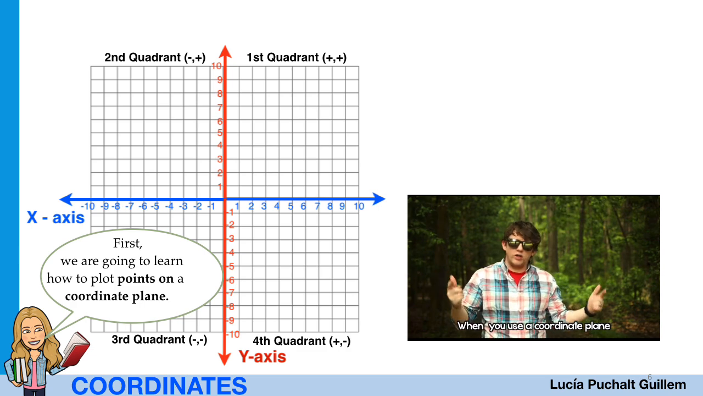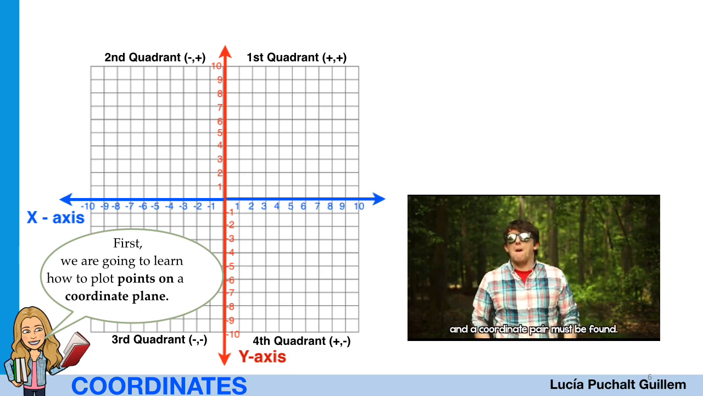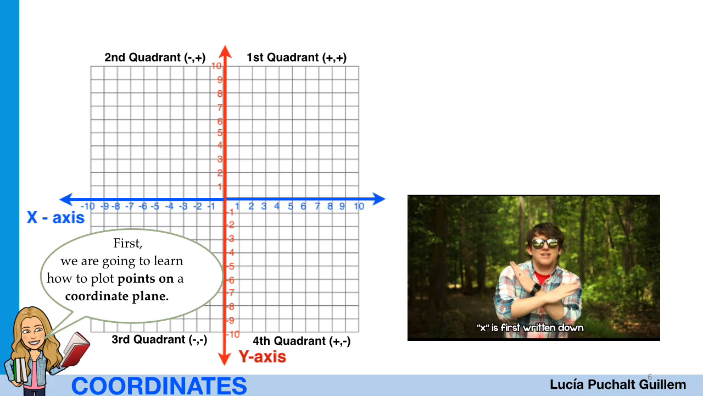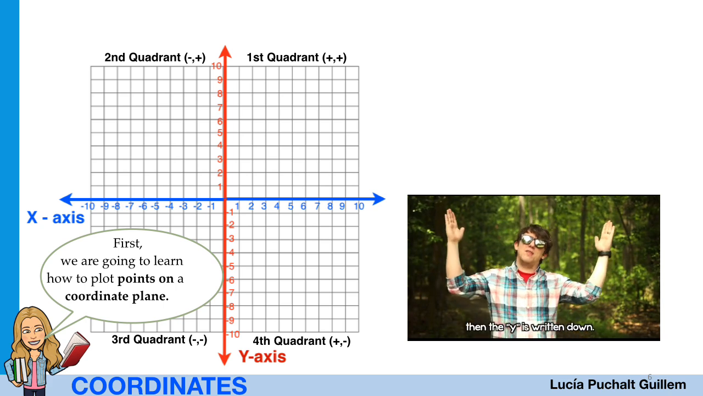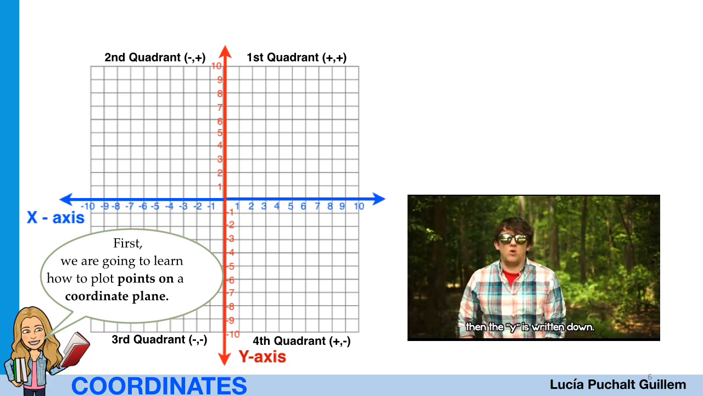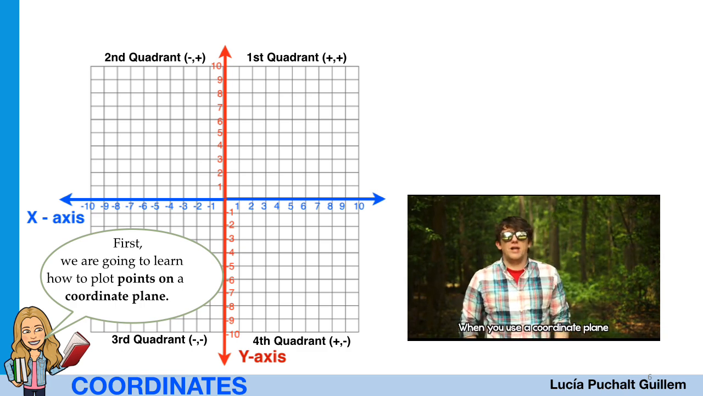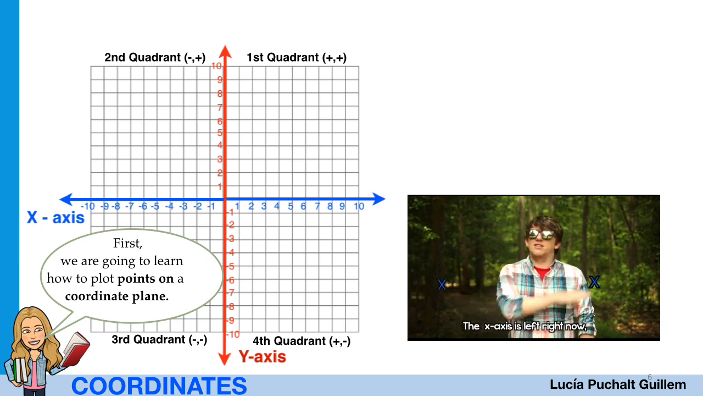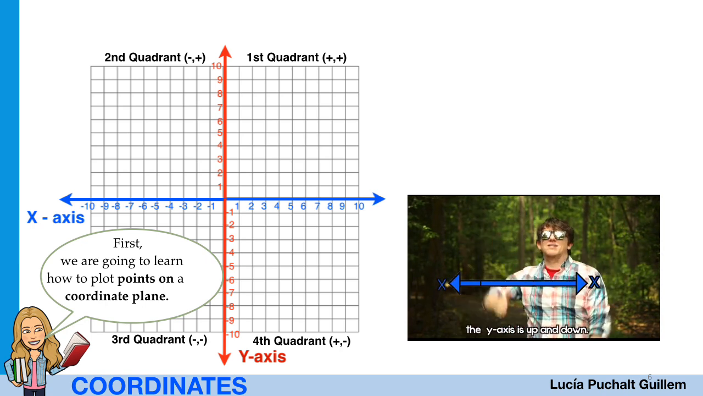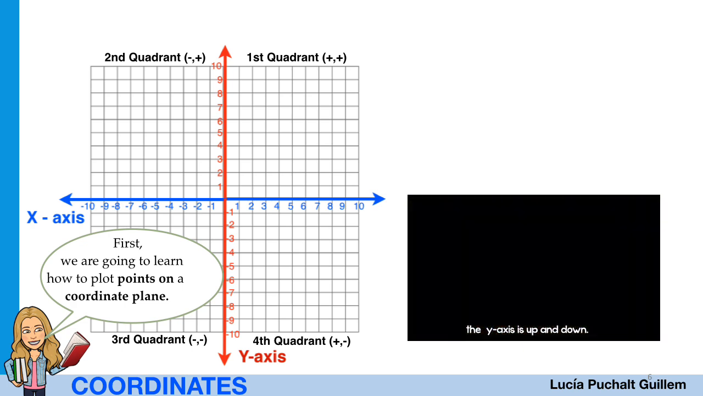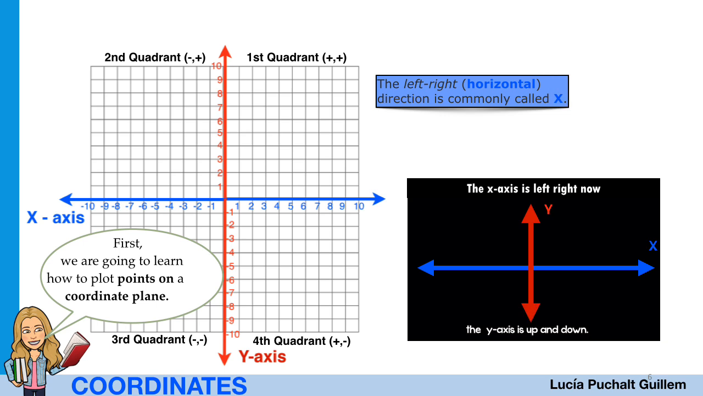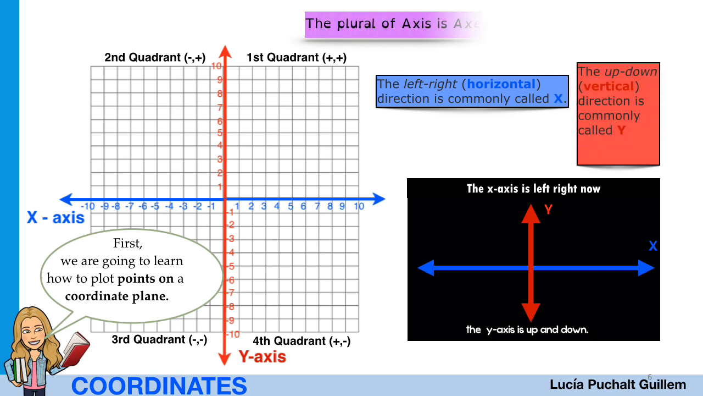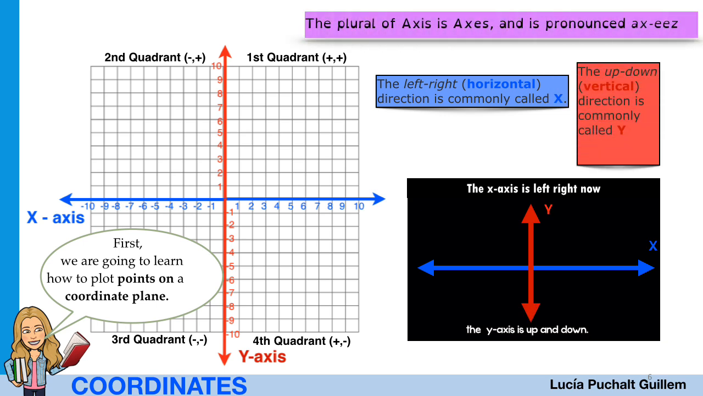When you use a coordinate plane, a coordinate pair must be found. X is written down first, then Y is written down. The x-axis goes left and right, and the y-axis goes up and down. The plural of axis is axes.